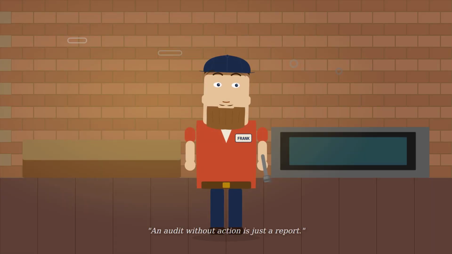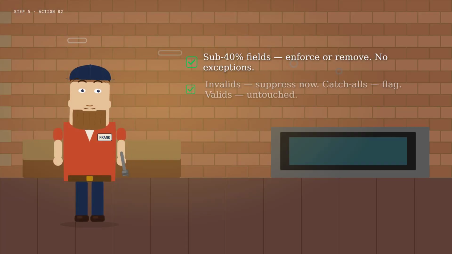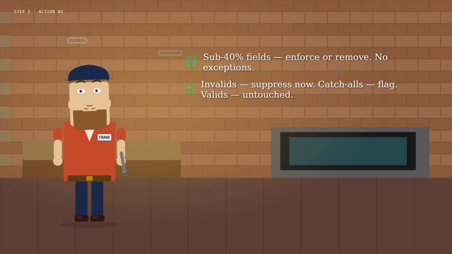An audit without action is just a report. Here's what you do with each output, in the same order you ran them. Field utilization. Every field below 40% goes to whoever owns the CRM. Enforce or remove. Leaving it active is not an option. Form fatigue is real and it compounds. Email validation. Suppress invalids before your next send. Catch-alls, flag for review. Valids, leave alone. Time sensitive. Every invalid send hurts your sender score.